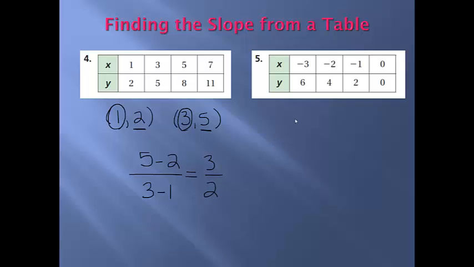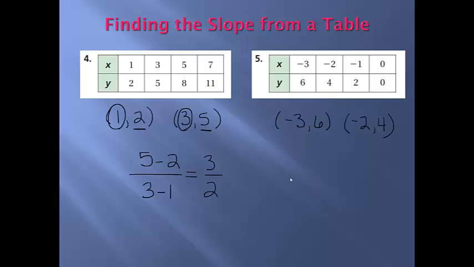Now for number 5, we'll do the same thing. We can choose any 2 points. So we have -3, 6, -2, 4, -1, 2, and 0, 0. So again, we can just choose the first 2 points. We can actually choose any 2 that we want. Let's try the first 2. So -3, 6, and -2, 4. So we want to find the slope, which we know that's the rise over run. But we also know that's the change in y over the change in x.